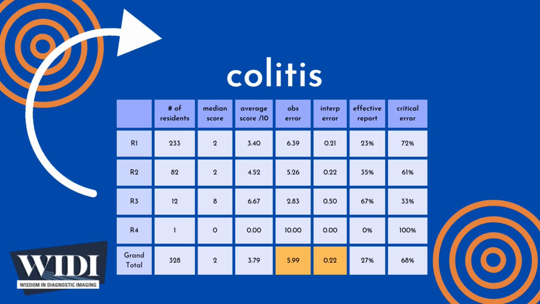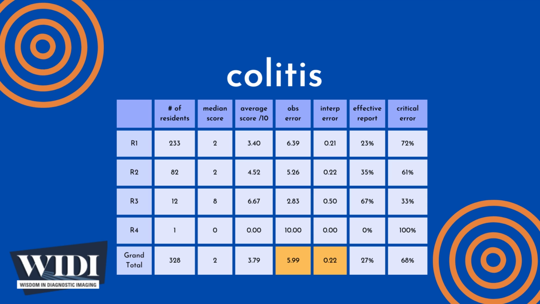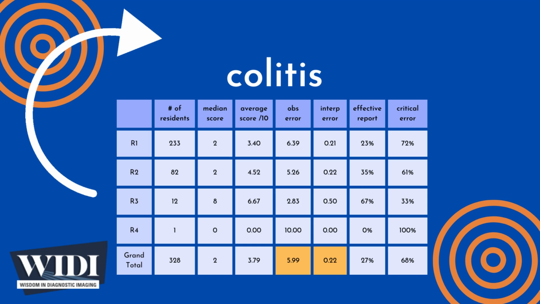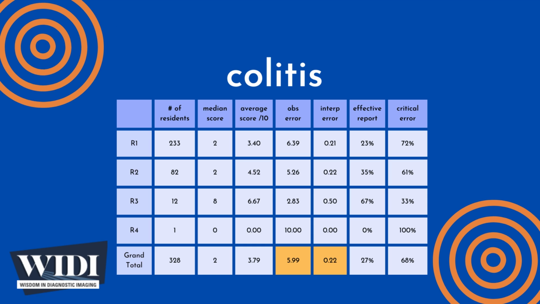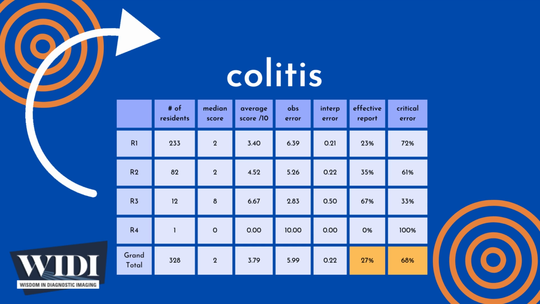On average, 5.99 points out of 10 were lost due to missed observations. At the same time, 0.22 points were lost due to interpretive errors. We define an effective report to be one which achieves scores between 7 and 10. In terms of letter grades, this would be an A or a B. In this most missed case, 27% of residents produced effective reports.